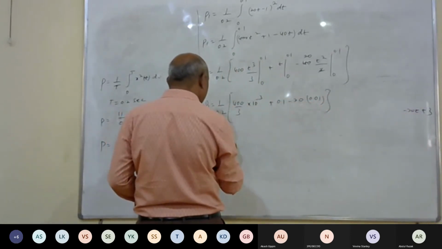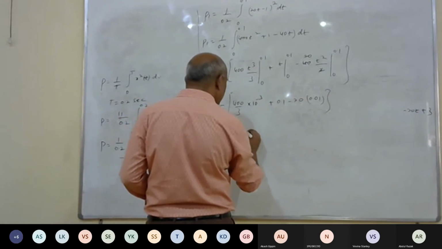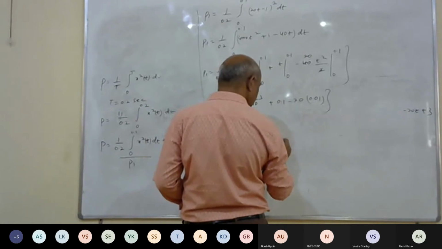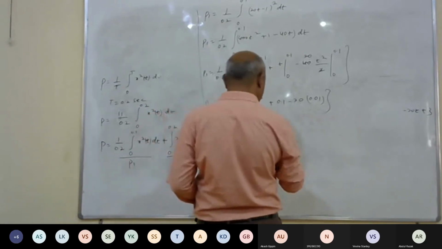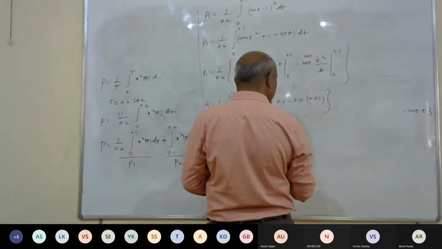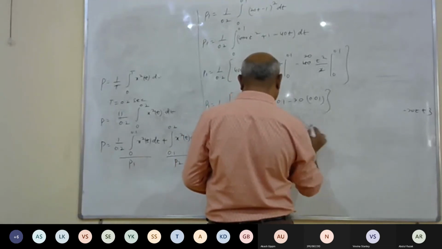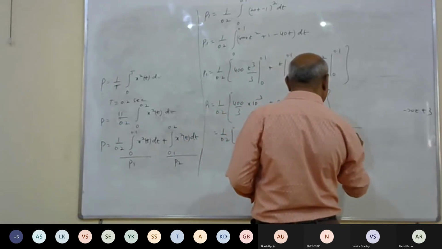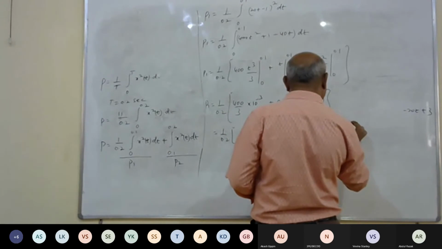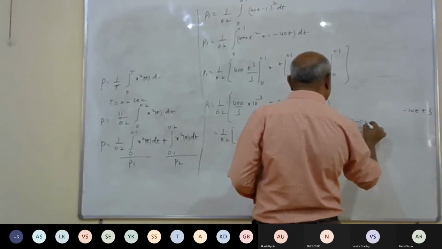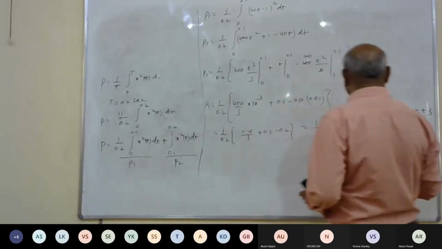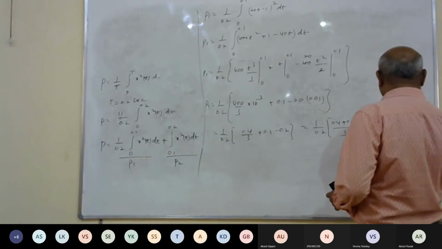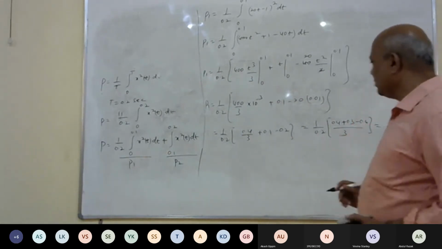This is 1 divided by 0.2. This is nothing but 0.4 by 3 plus 0.1 minus 0.2. You have the answer 1 divided by 0.2. LCM is 3: 0.4 plus 0.3 minus 0.6. Answer is 0.1 divided by 3 into 0.6. Answer is 1 by 6.